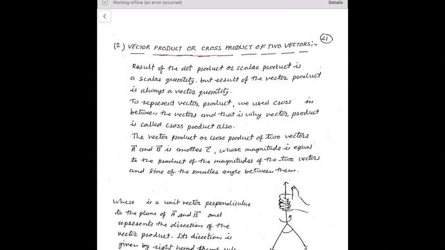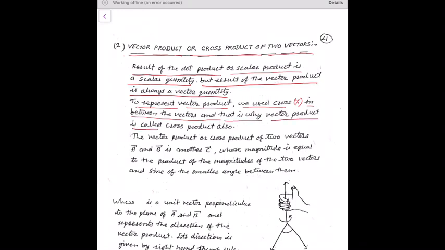Hello student, today we will discuss vector product or cross product of two vectors. Result of the dot product or scalar product is a scalar quantity, but result of the vector product is always a vector quantity. To represent vector product, we use a cross in between vectors, and that is why vector product is called cross product also.